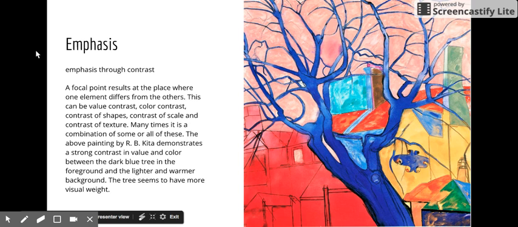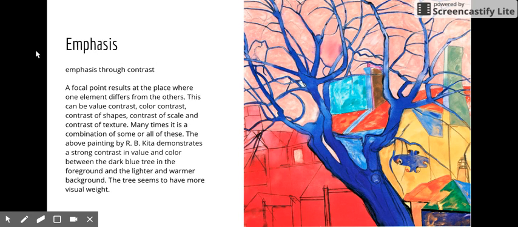There's also emphasis through contrast. A focal point results at the place where one element differs from the other. This can be a value contrast, a color contrast, a contrast of shapes, a contrast of scale, a contrast of texture, any of those elements. Many times it is a combination of some or all of these.